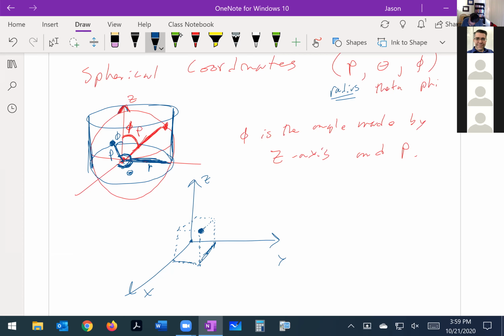So 1, 1, 1. It would go from the center, the origin, out to this point. That distance would be rho. What's the angle that it would be making with the horizontal plane? That guy's theta. That angle is theta, which in this case would be a 45-degree angle, so theta would be pi over 4.